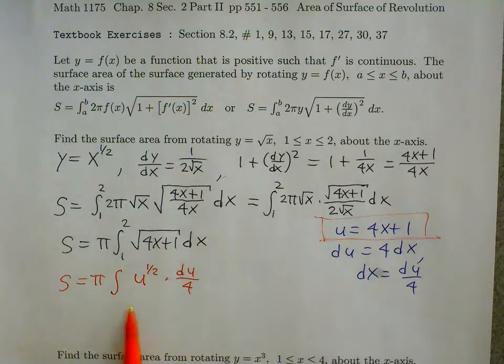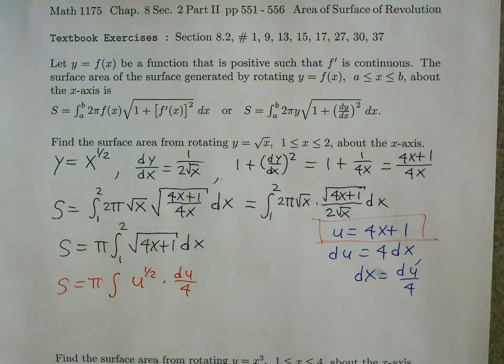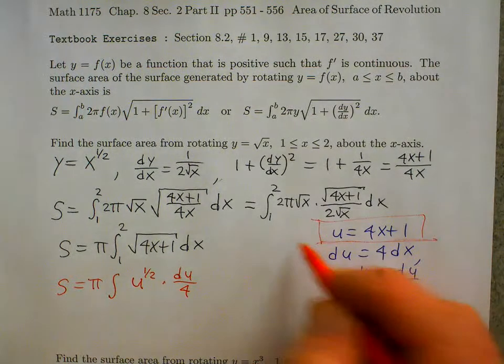Well, let's start with the lower limit. On the original one, when the integrand is expressed in terms of x, the lower limit is x equals 1. So after this substitution, this lower limit has to be a u value. So which u value is it? Yeah, we use this equation right here.